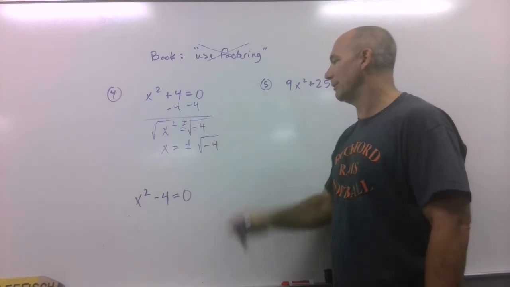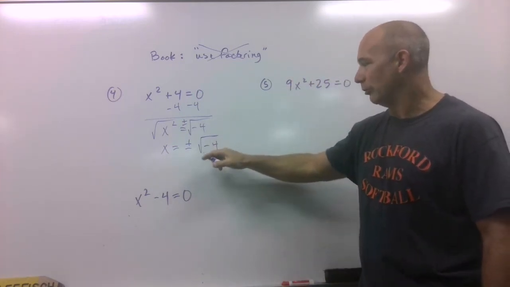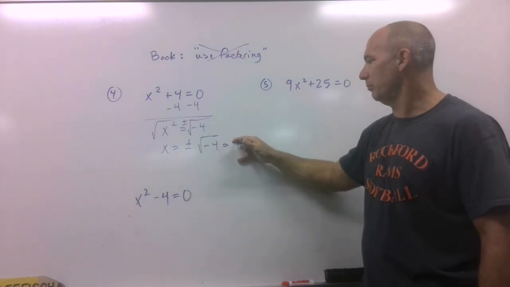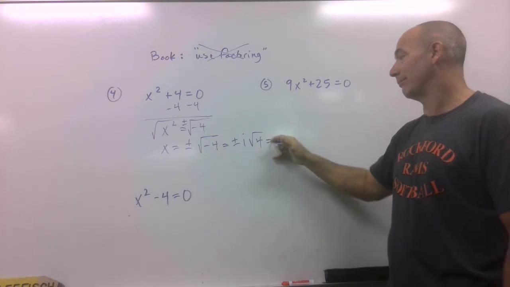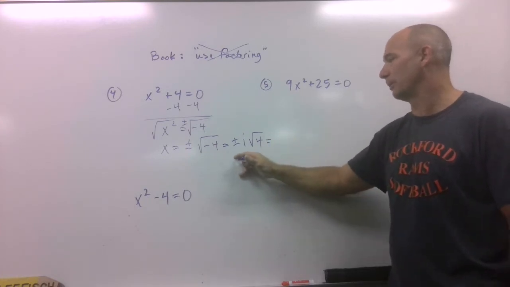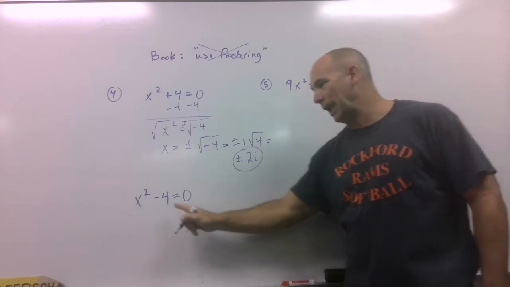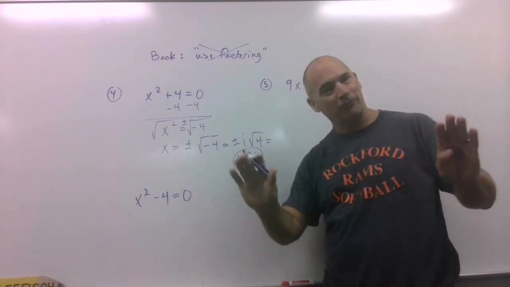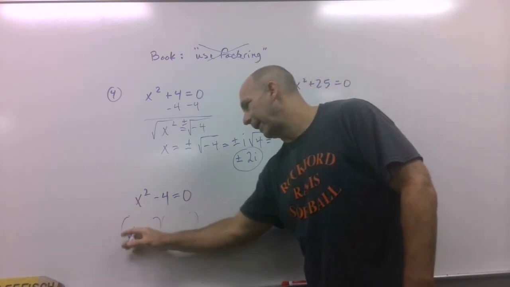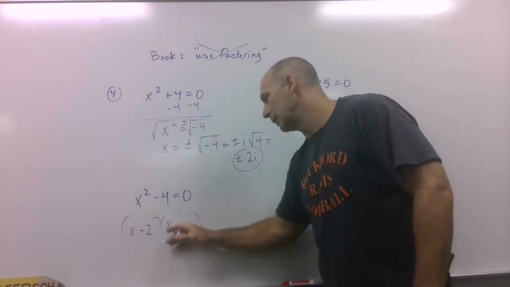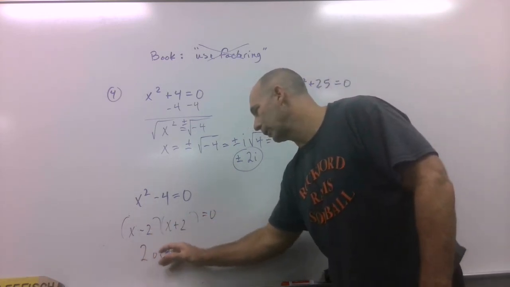Now, is our job done? No, no, no, no. That's considered not simplified. What do you do when you have that situation? You take the i out. Are we done? No, because the square root of 4 is 2. So we get plus or minus 2i. I throw this one on here just for free. Difference of two squares, absolutely factor that. x minus 2, x plus 2, and I'd say, hey, 2 or negative 2.